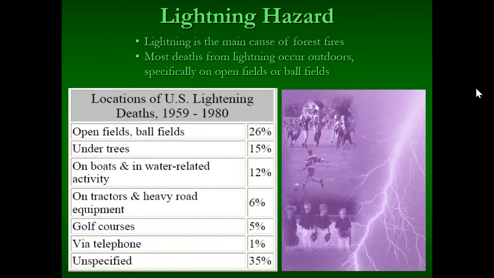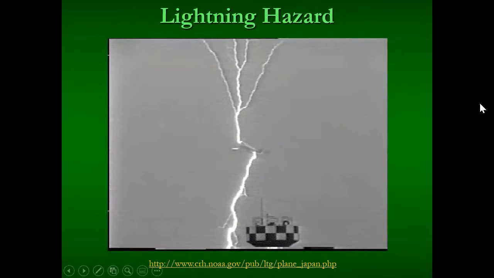Lightning is the main cause of forest fires. The most deaths from lightning occur outdoors, of course, especially on open fields and ball fields. So when you hear thunder, it's when you can be struck by lightning. And lightning often strikes planes. This is a picture of a lightning bolt hitting a plane.